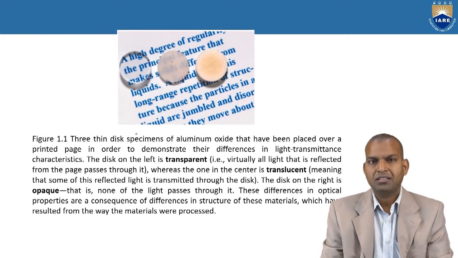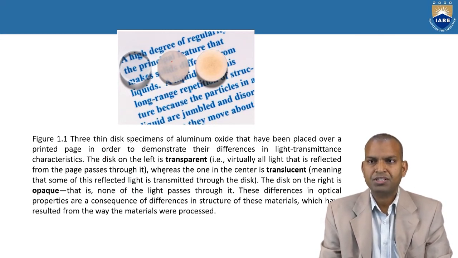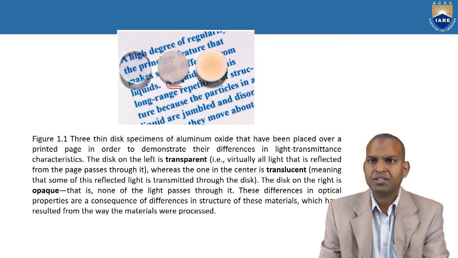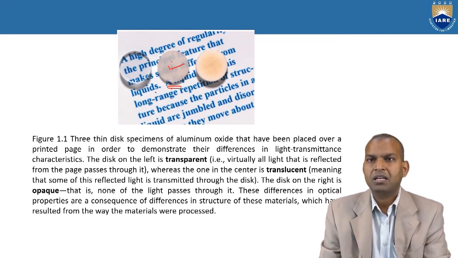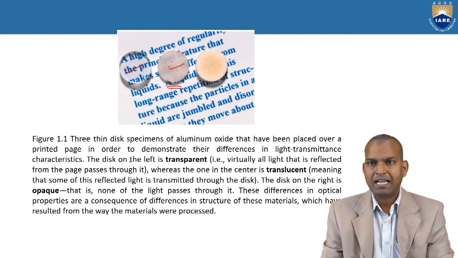Zero transparent materials are known as opaque materials, so none of the light passes through them. Whereas in the translucent material, some of the light is transmitted, partially transmitted. Here it is completely transmitted, that is transparent. This is translucent. This is opaque, meaning zero, none of the light passes through it. Thus we can understand what comes into the category of optical properties.